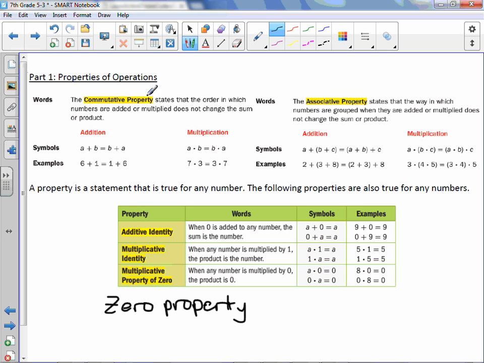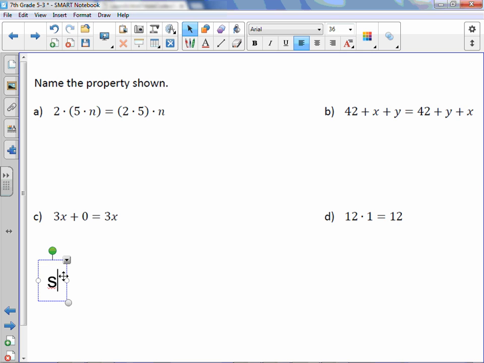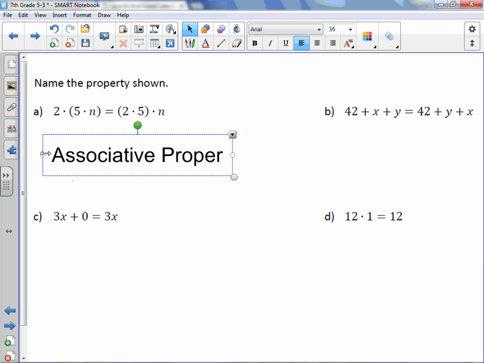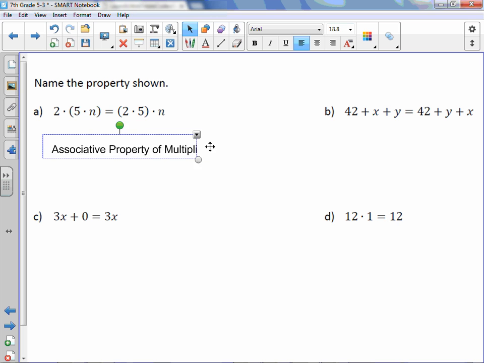A nice easy way to remember: commutative property, the order changes. Associative property, the groups change. So (2 times 5) times n equals 2 times (5 times n). So the order stayed the same, 2, 5, n, but what changed was the parentheses. So we would call this the associative property of multiplication, because there's multiplication in the problem, plain and simple.